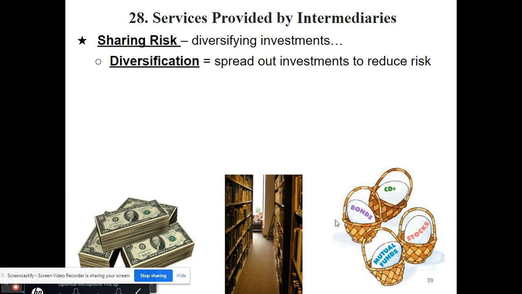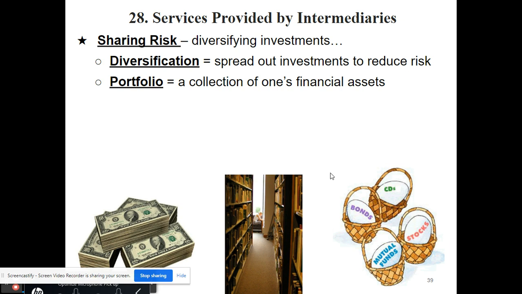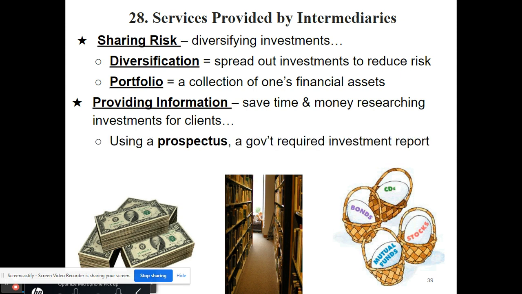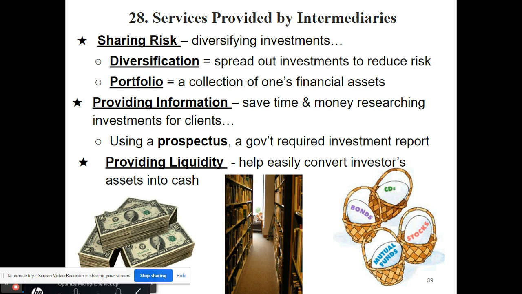Bonds have good tax avoidance on the property if you can do that, because that ties up some of your money. Portfolio is a collection of one's financial assets. Providing information saves time and money researching investments for the clients. So they want certain information from both the borrower and the saver. And this prospectus, again, it's a government required document. And liquidity converts the investor's assets into cash easily.